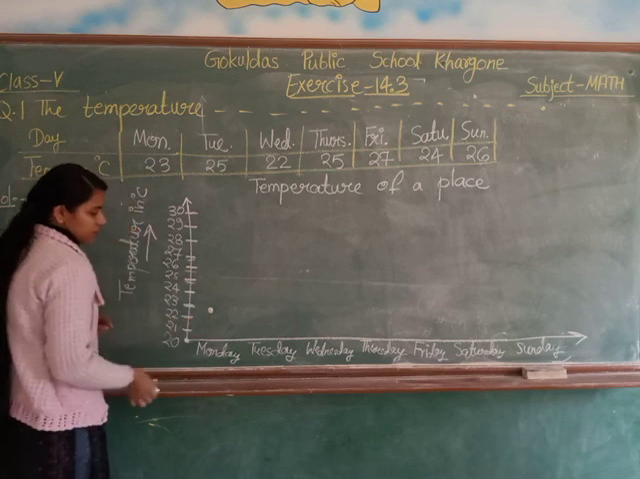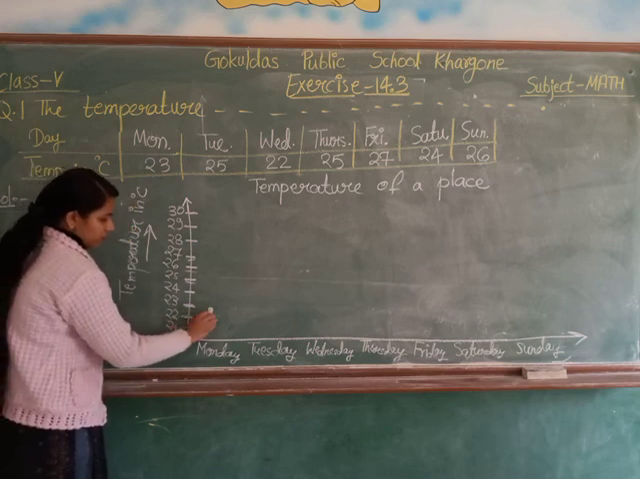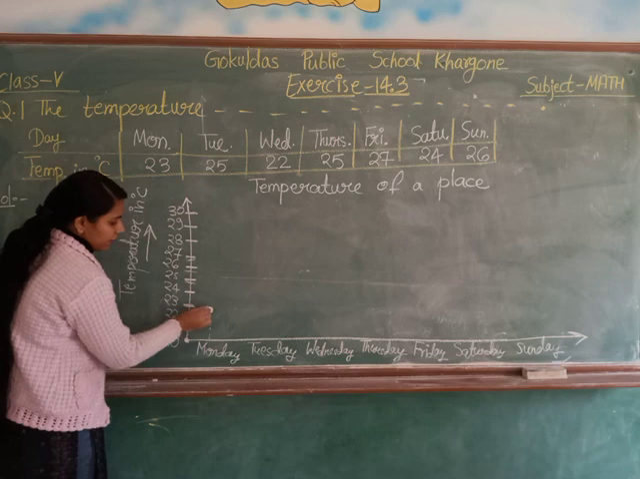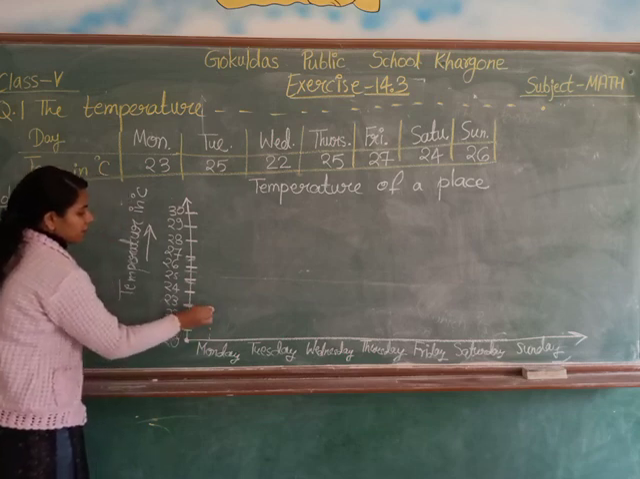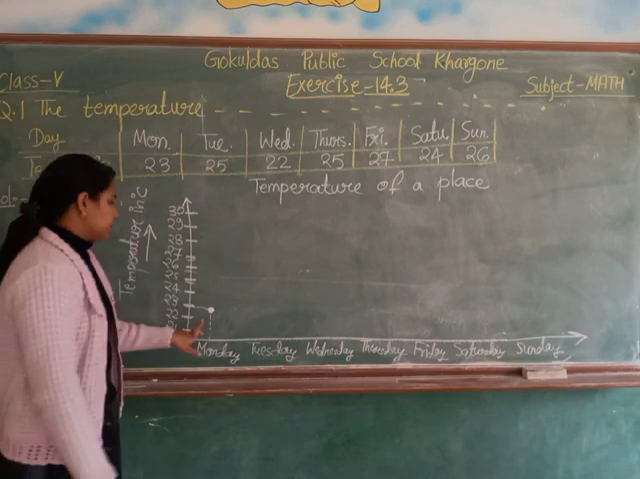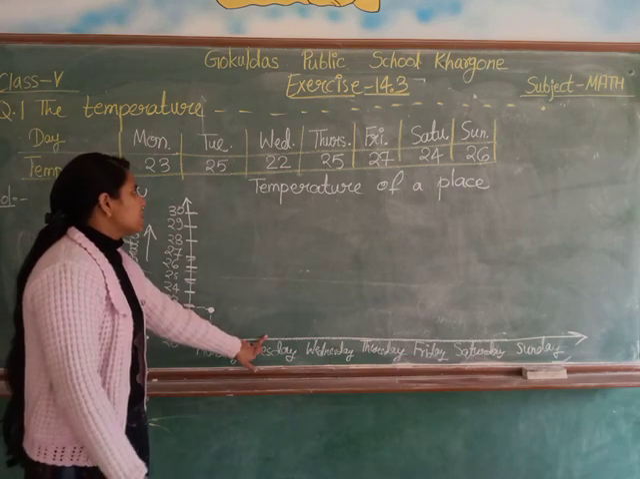Mark a point. On Monday, where is 23? 23 is at this point. So mark a point here. Okay. Now we will move towards Tuesday.